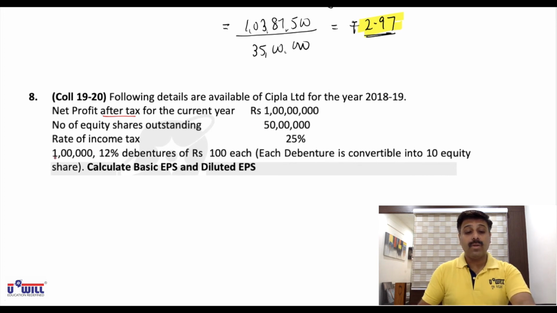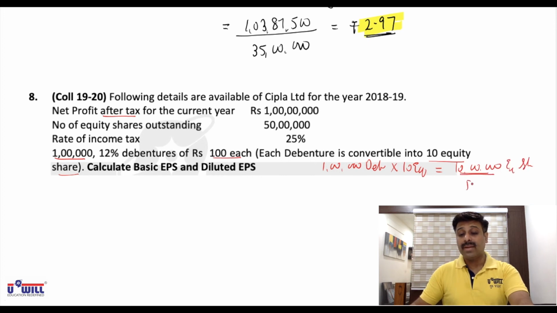Now there are 1 lakh 12% debentures of 100 each convertible into 10 equity shares in future. So again, 1 lakh debentures will get converted into 10 equity shares. Means you'll have 10 lakh equity shares extra in future. These are potential equity shares. 10 lakhs are potential equity shares. Calculate basic EPS and diluted EPS.